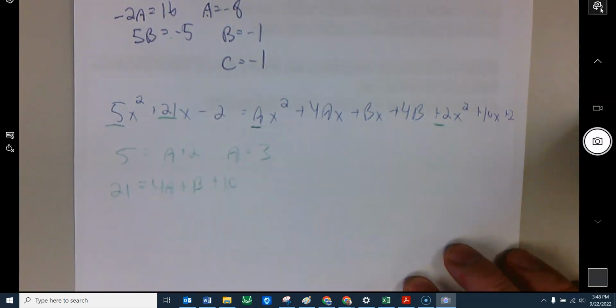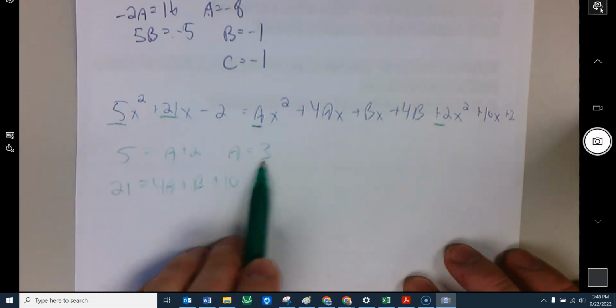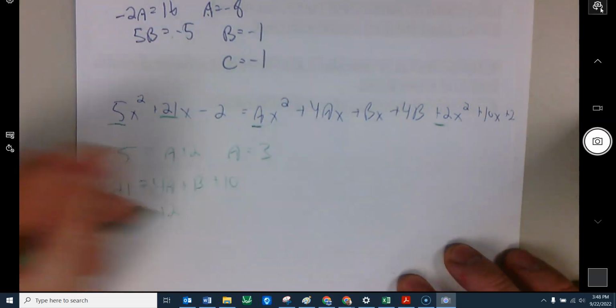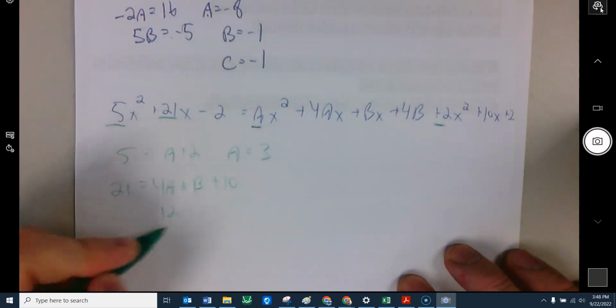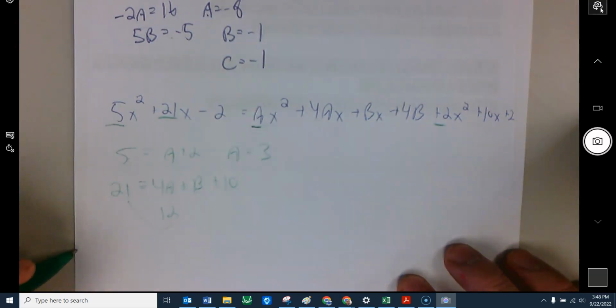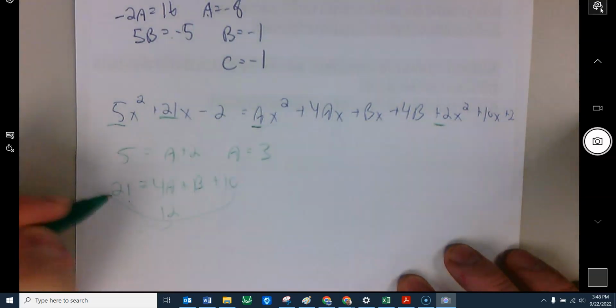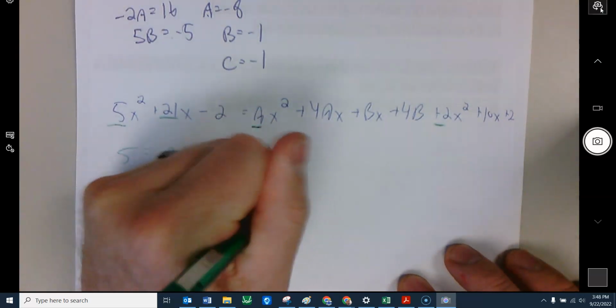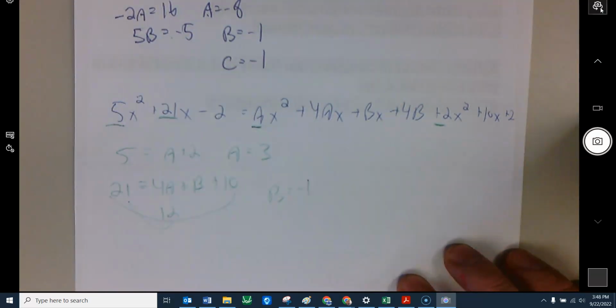Okay. Normally we'd be stuck here, but now that we know what a is, 3, I can plug that in there. I know that's 12. I can subtract the 12 to the other side. 9. I can subtract the 10 to the other side, and I get b equals -1.